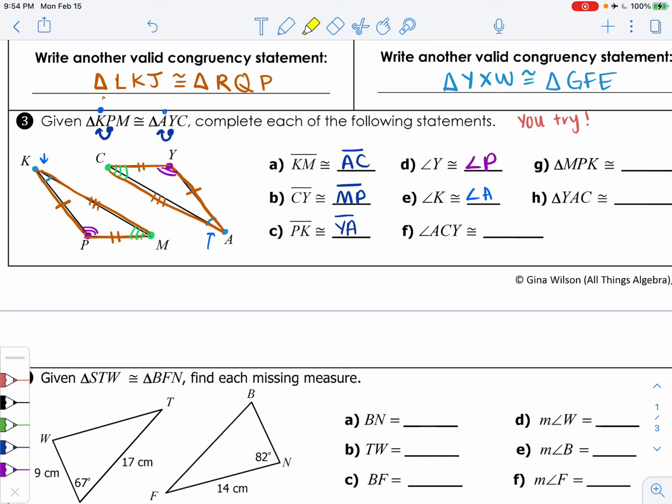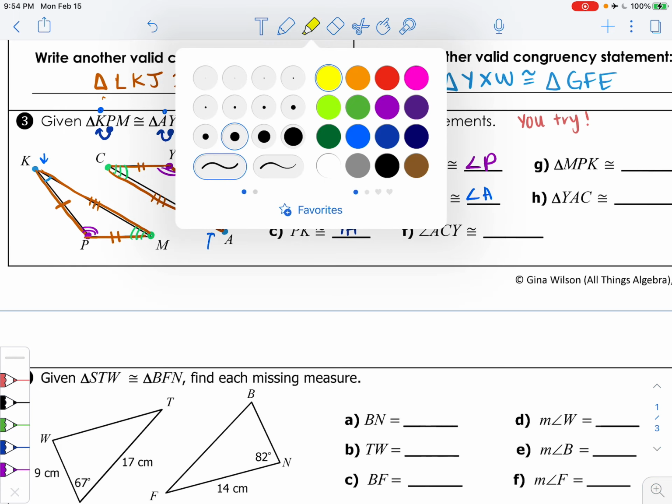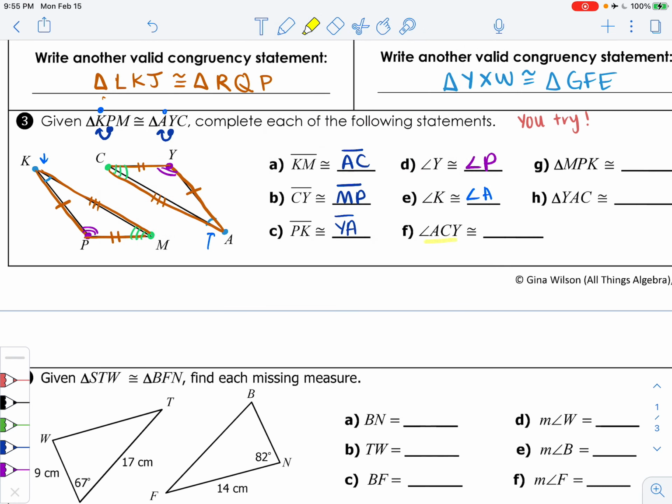Now this last one here, notice it lists our angle as 3 letters, A, C, Y. In order to do this, you need to trace, starting with your pencil at A, trace to the letter C, and then trace to Y. That's asking for this angle right here. What would be the corresponding angle in the other triangle?